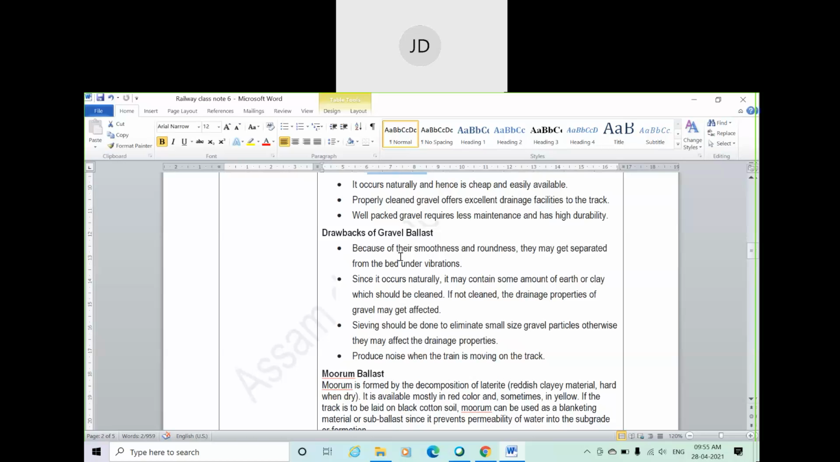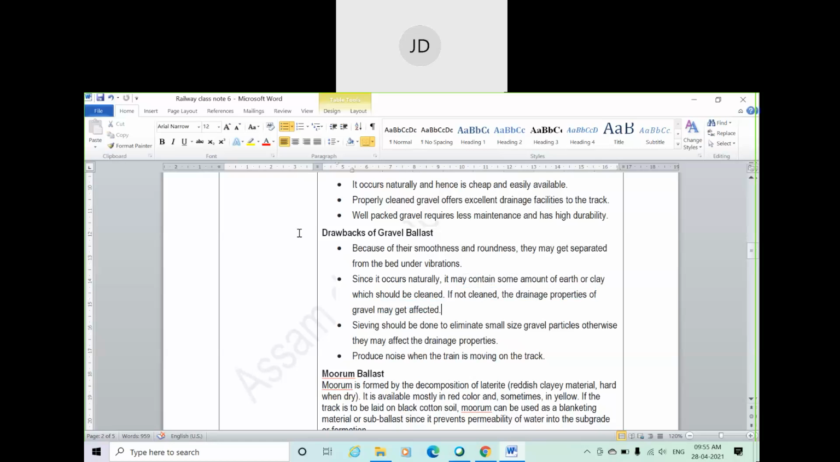Next, since it occurs naturally, it may contain some amount of earth or clay, which should be cleaned. If not cleaned, the drainage property of the gravel may get affected. This issue can be solved, but anyway, since it is a naturally occurring material, it may contain clay or other impurities or organic matter, which affects drainage, or may decrease the drainage property of the gravel.